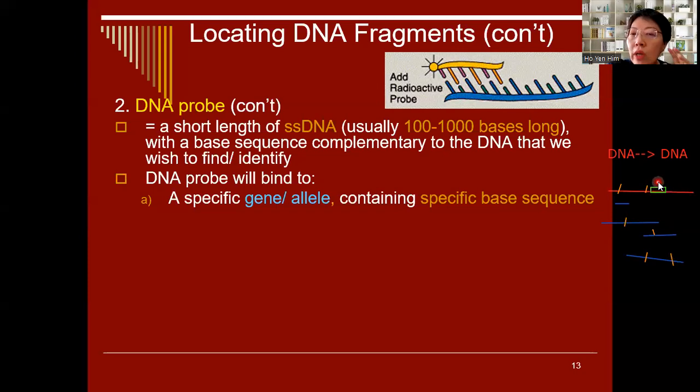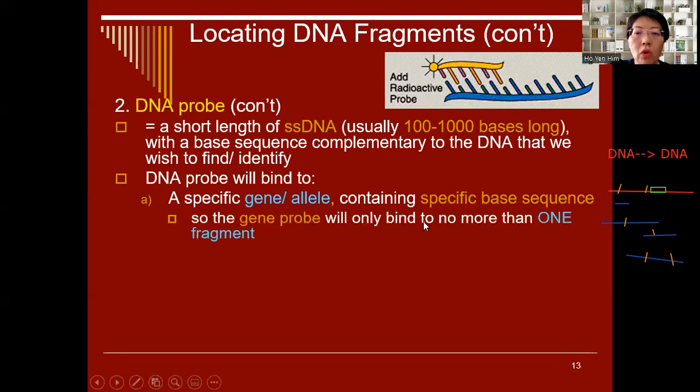So in this case, we only want to identify which particular band contains the insulin gene. So because of that, we don't want to use the stain, because the stain will stain all the DNA fragments that have been separated. So therefore, in this case, we'll use a DNA probe. We use a DNA probe with a base sequence that is complementary to some of the base sequences in our insulin gene. So it will only bind to the band containing the insulin gene. So this is how we fish out this particular gene from the rest of the DNA in the nucleus.